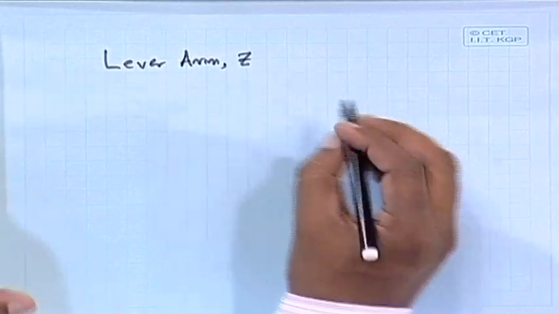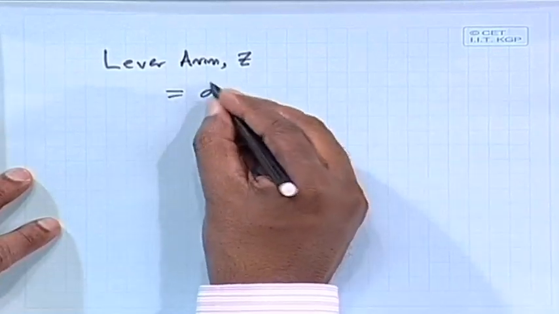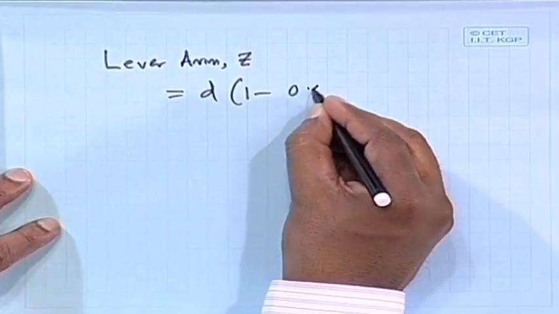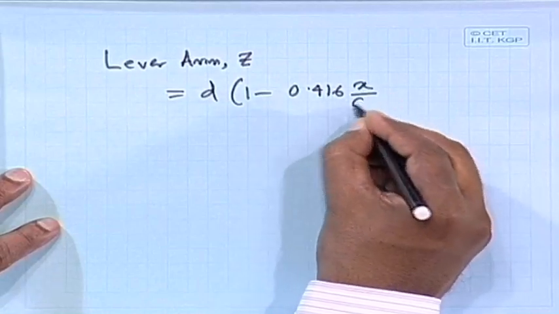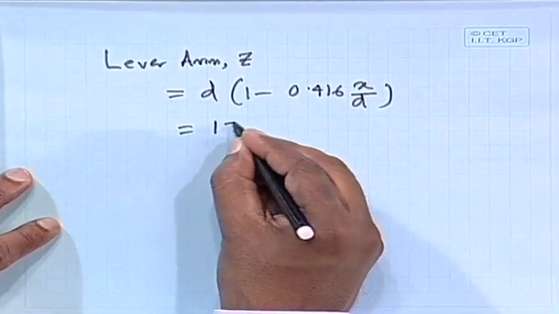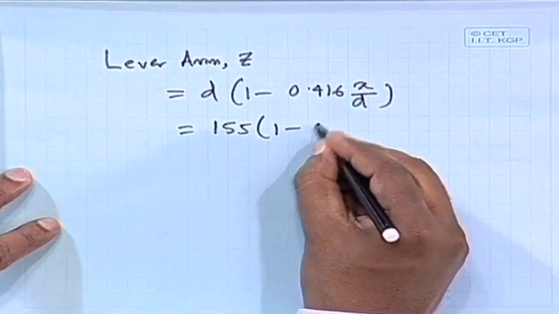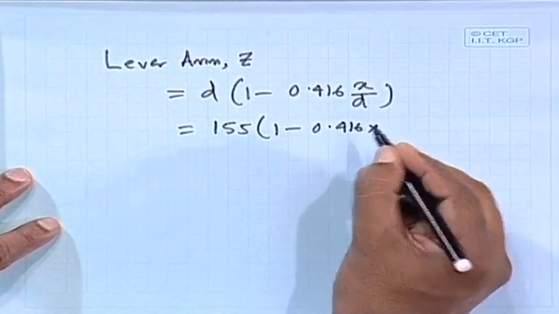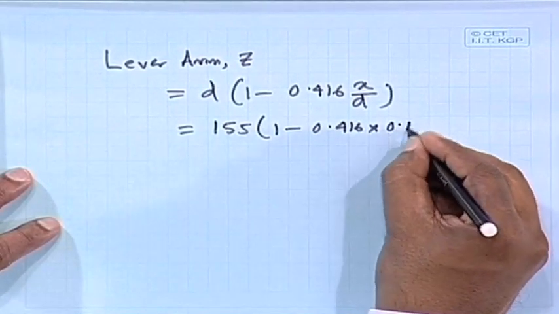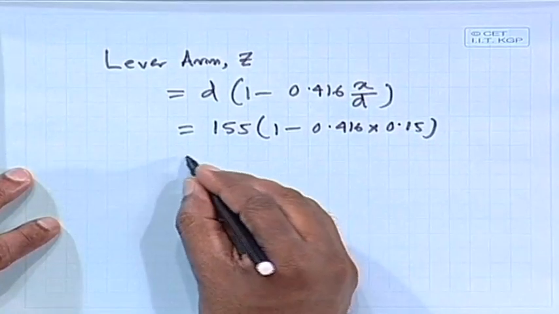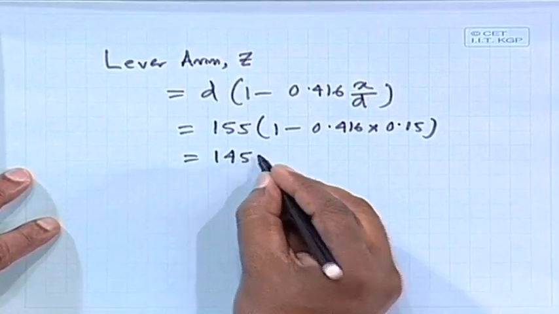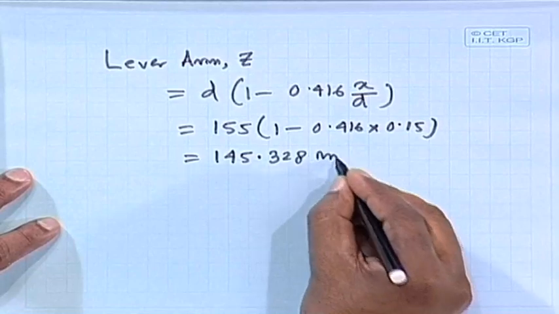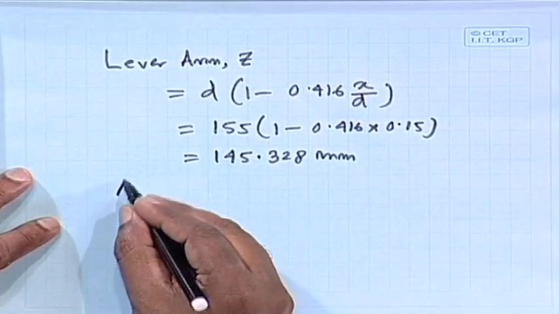So, lever arm Z equals D times (1 minus 0.416 x by D), that is 155 times (1 minus 0.416 times 0.15), which comes as 145.328 millimeter.